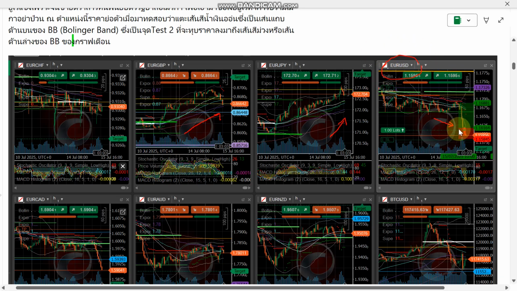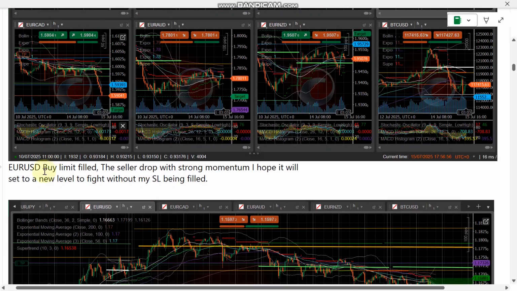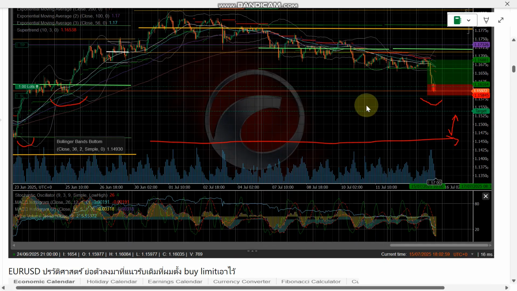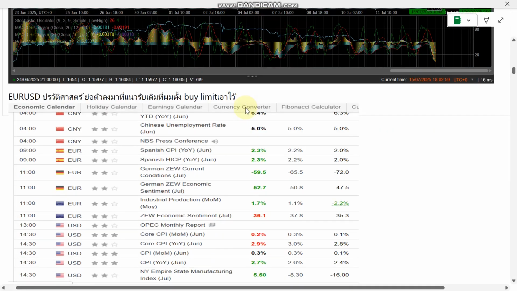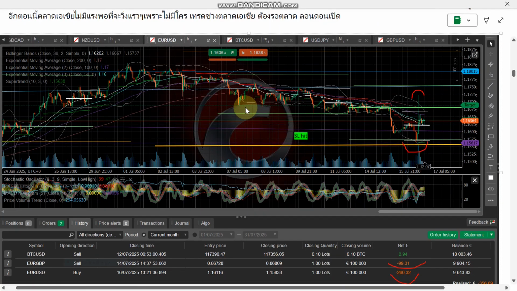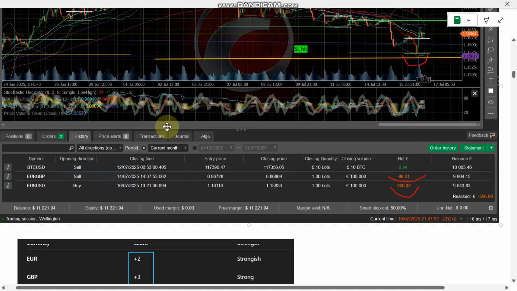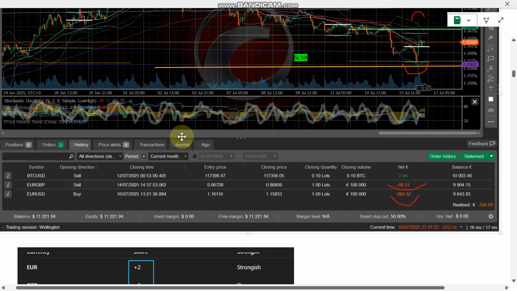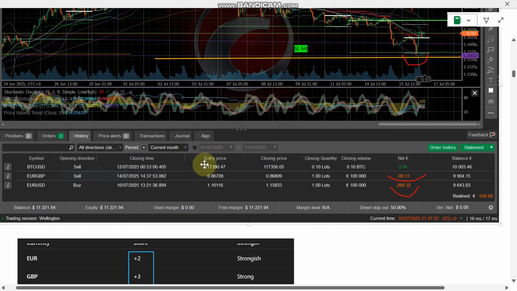Euro USD here, buy with one lot, crazy, a big lot. And what's the result? Euro USD, does it lift me up? Don't know. This is how it looks in this set of 4 hours. What's that? Euro USD stop loss hit. That's how much it hit me for one lot size.